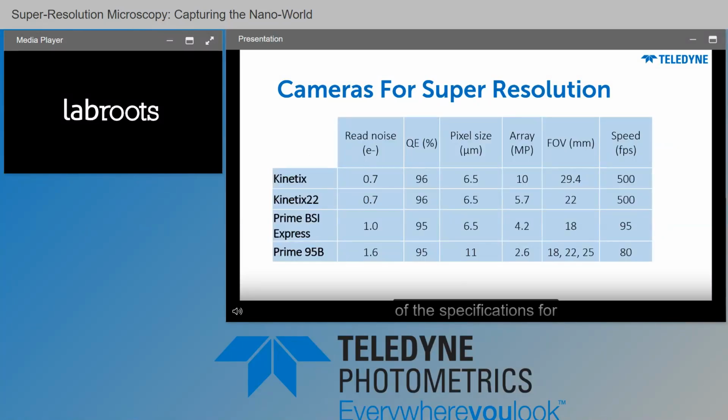Here's a brief rundown of the specifications for those who are interested. In general, we keep the read noises low, the quantum efficiency high, the pixel size varied, the array size and field of view large, and the speed high as well.